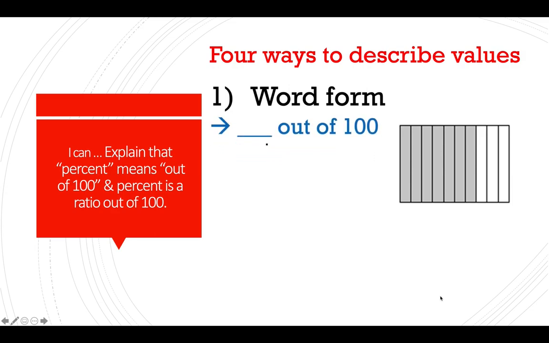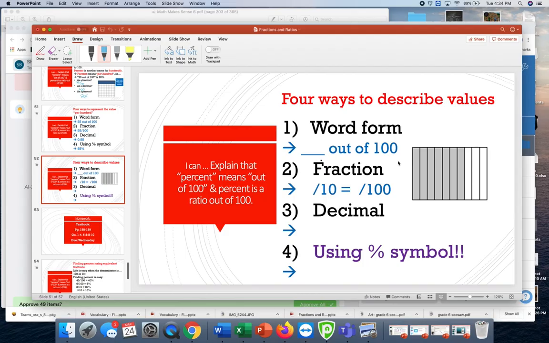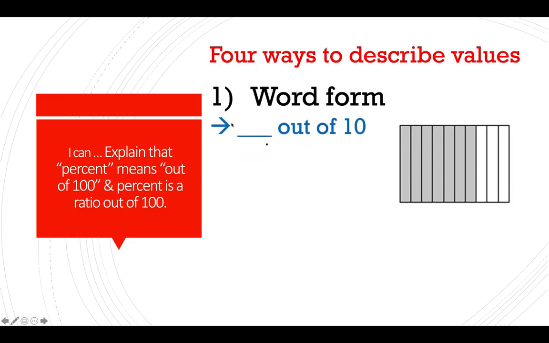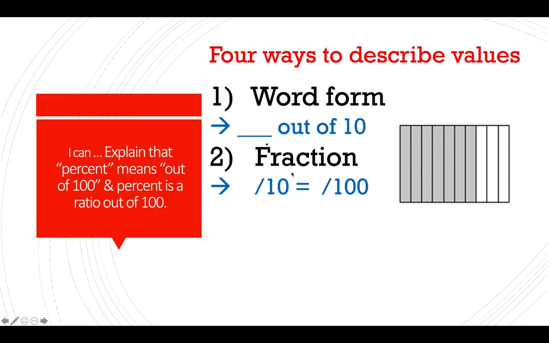Out of 100. Okay, actually, this is not out of 100. This is out of 10. What would it be out of 10? Okay, this is 7 out of 10. As a fraction, what would it be? 7 over 10 or 70 over 100.